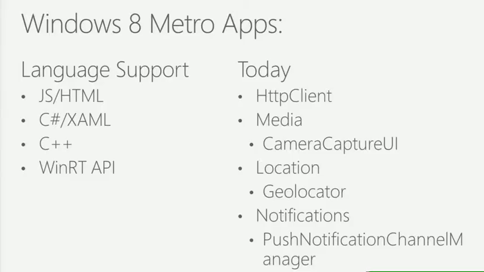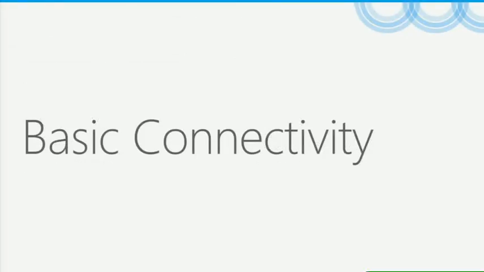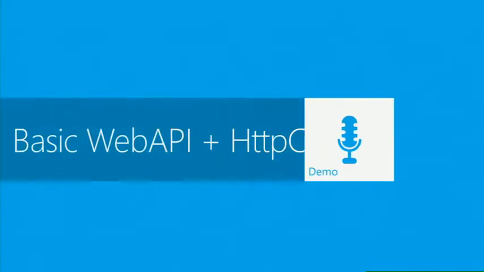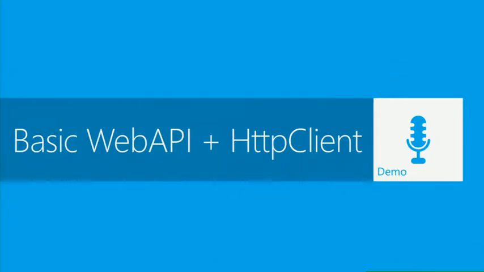So on the right there, these are the main classes we'll be using. We'll be using HTTP client to call into our services. We'll use camera capture UI to capture media. We'll use geolocator for location. And we'll use the push notification channel manager for push notifications. So with that, let's talk about basic connectivity. I rushed through that so we can spend more time on the demo. But basic connectivity, we're going to start with a demo. So we'll build something here.